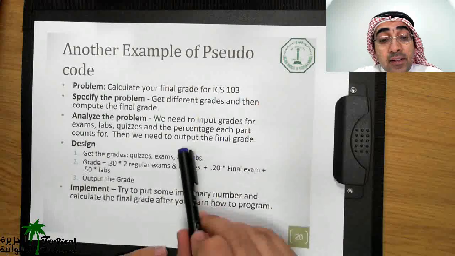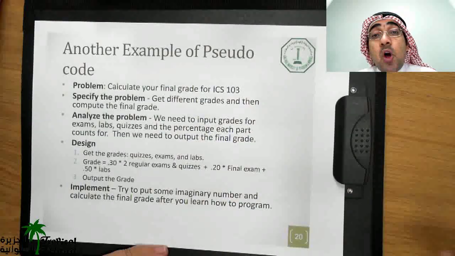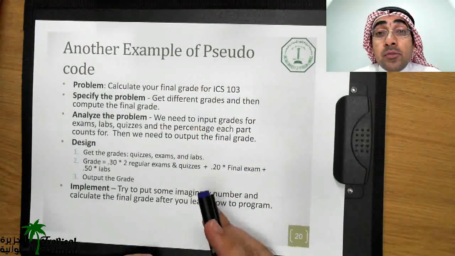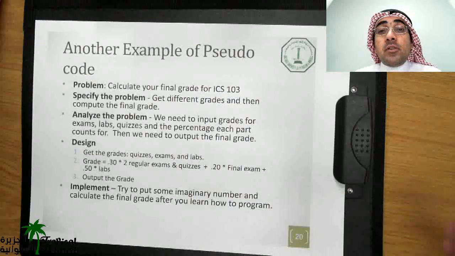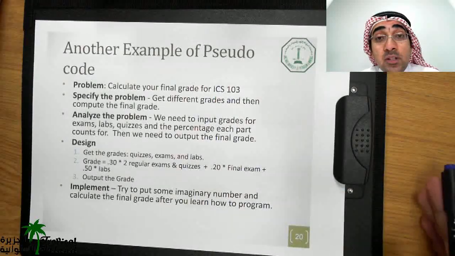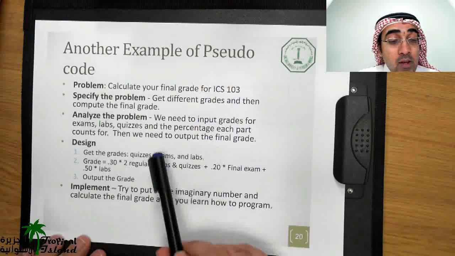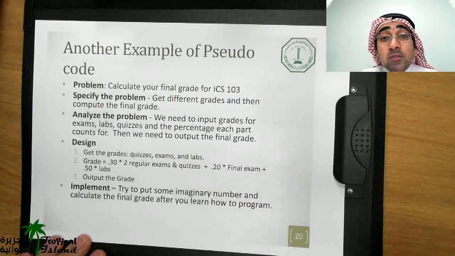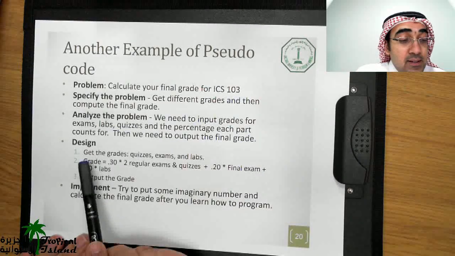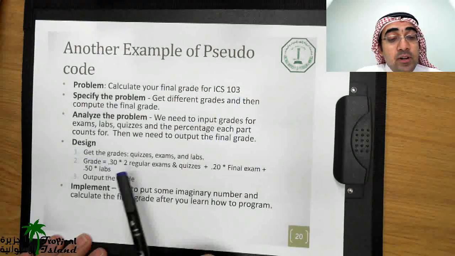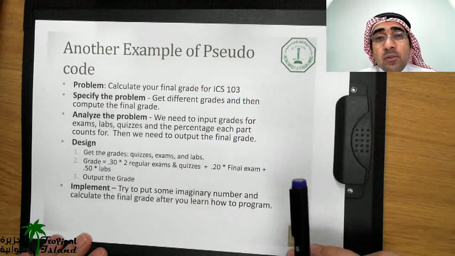In addition to this, I need to know the percentage of each part. So how much does a homework constitute out of 100? How much does a quiz constitute out of 100? How much is the final out of 100? And how much is the midterm out of 100? Okay? So we have to get all of these data. So you'll go into the course syllabus and you'll get all the data. And then you design, you say get grades, so quizzes, exams, labs, whatever grades that you want.